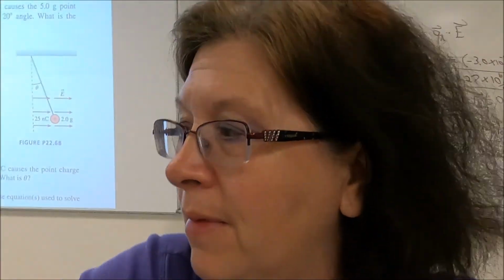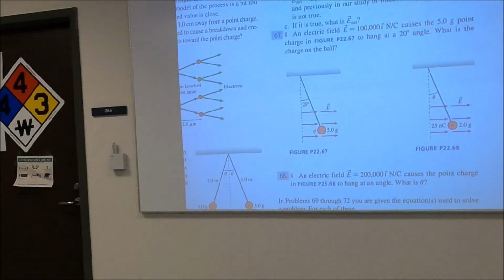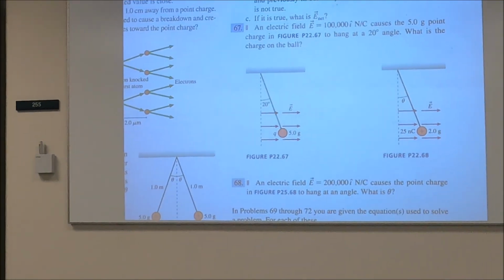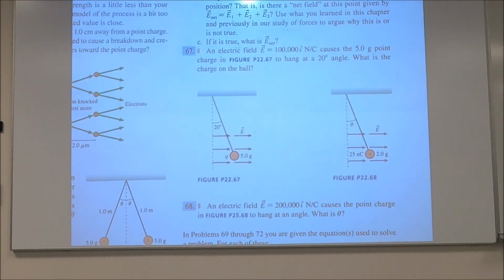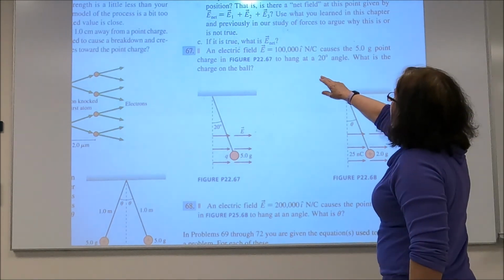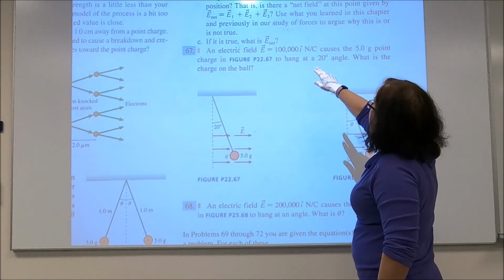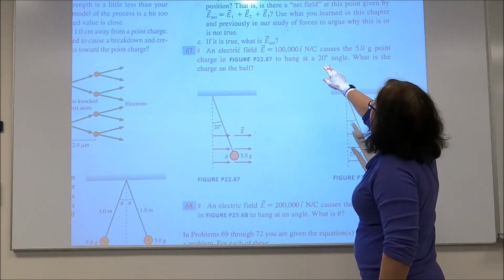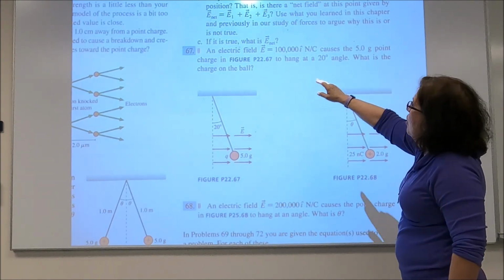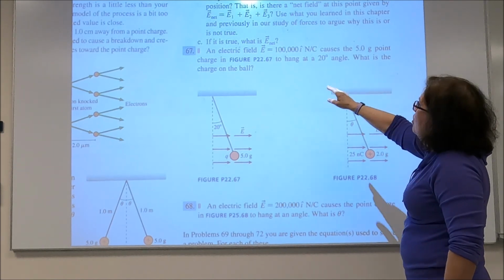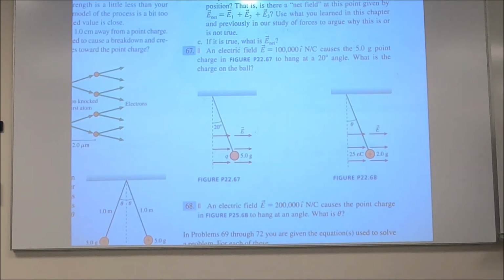Okay, guys, let's come over here. If we look at problem 67, it says the electric field E is 100,000 i newtons per coulomb, and it causes the 5 gram point charge to hang at a 20-degree angle. What is the charge on the ball?